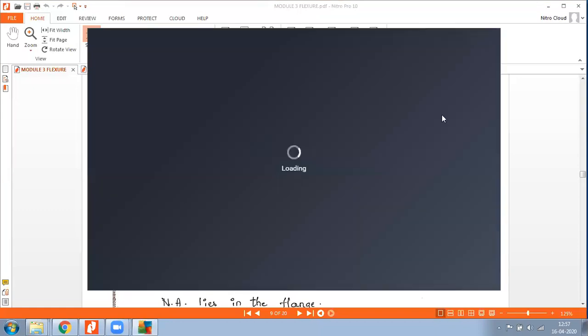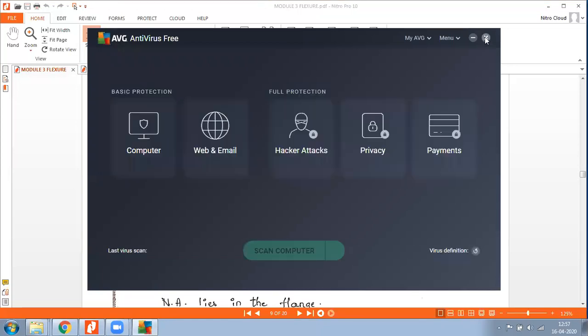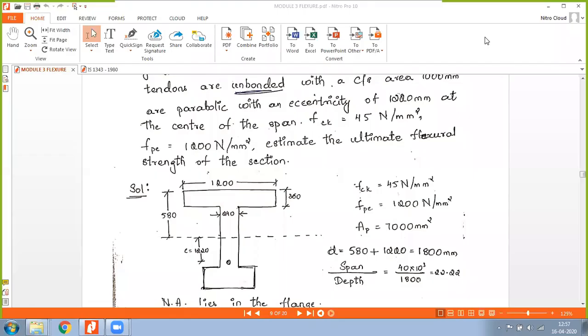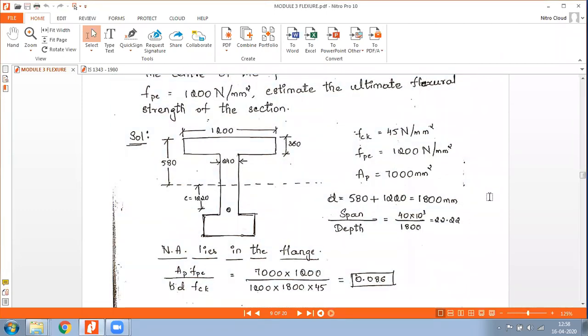First, we need to write down the sectional properties. It is FCK is equal to 45, FPE is equal to 1200 Newton per mm square, AP 7000 mm square, effective depth 1800 mm. Then the L by D ratio is very important because we need to refer to table number 12.